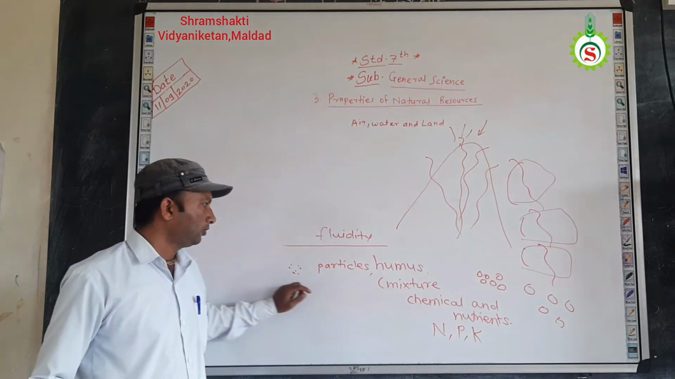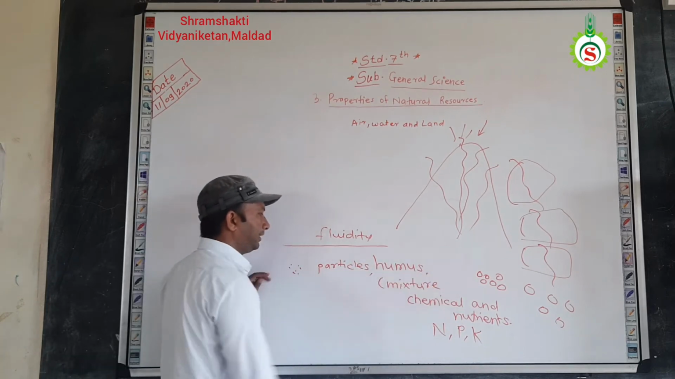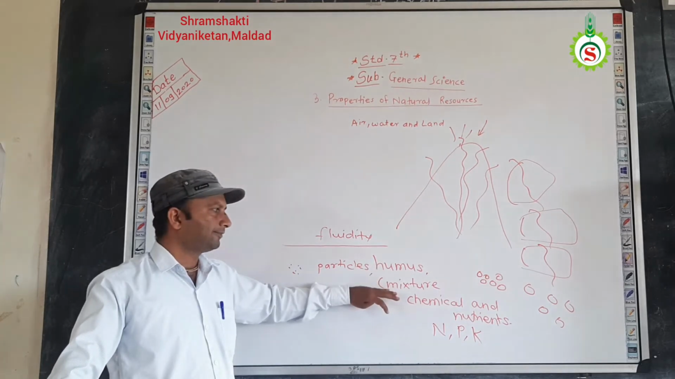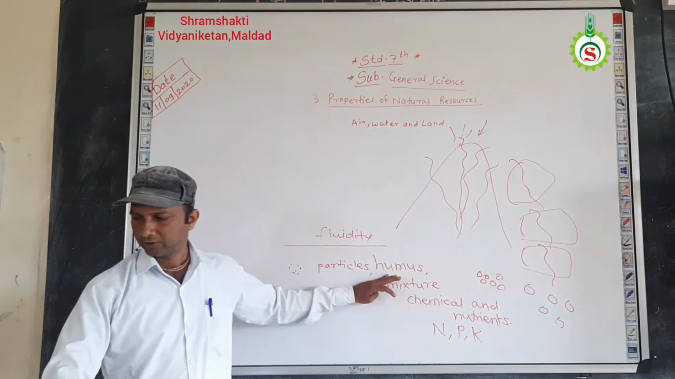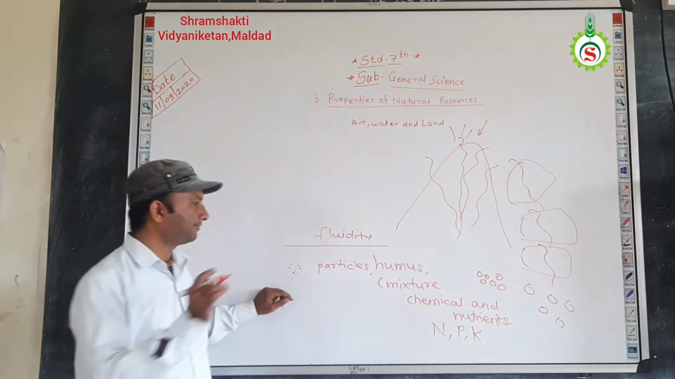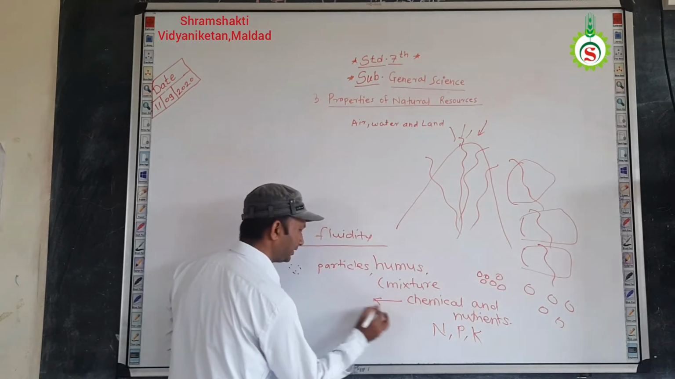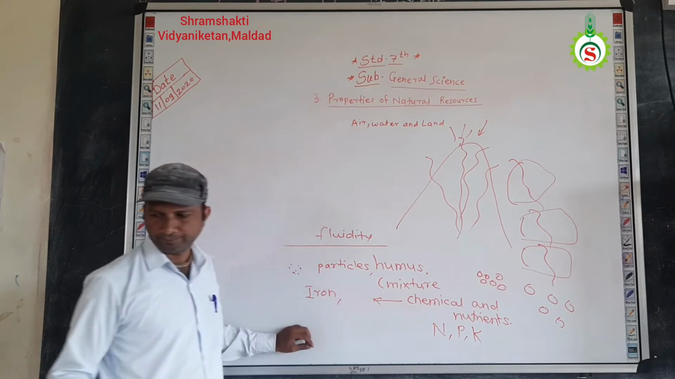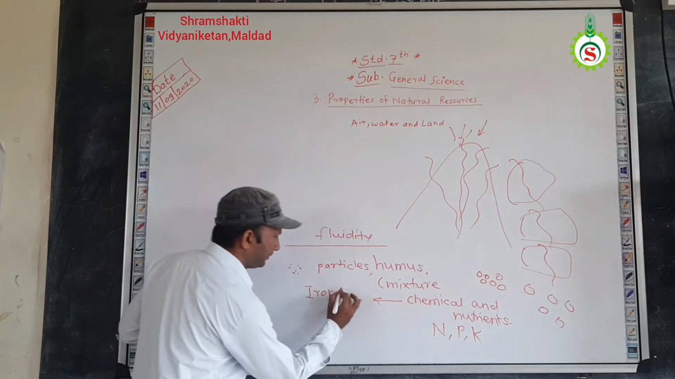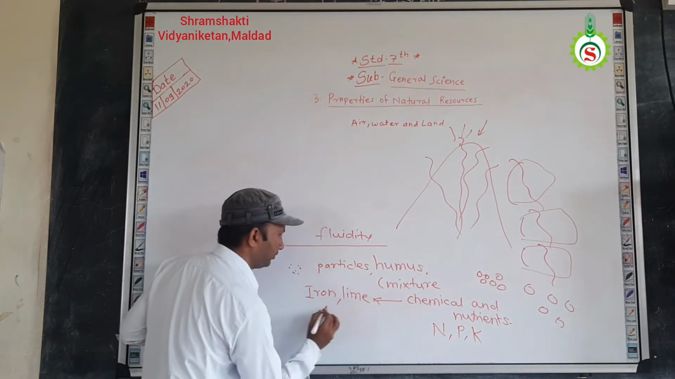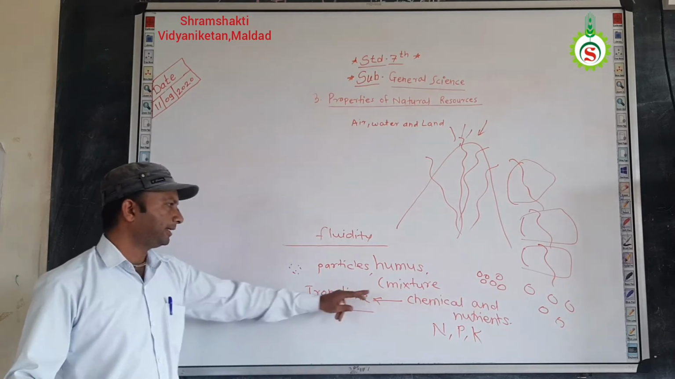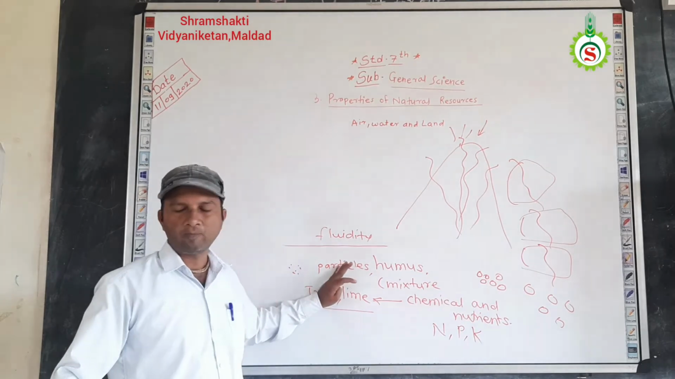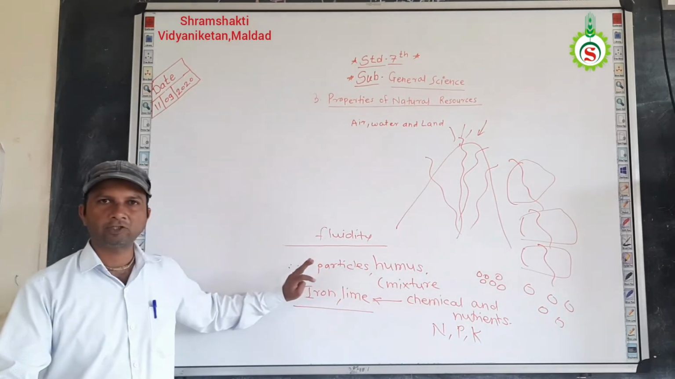Okay. So soil contains small particles. After that, humus means chemical substances as well as nutrients. Okay. Then some chemical substances. Which are the chemical substances? Iron. Okay. Then lime means sodium. Okay. These are the important chemical substances which are present in the soil. Okay. So this is called the composition of soil, or ingredients of the soil.